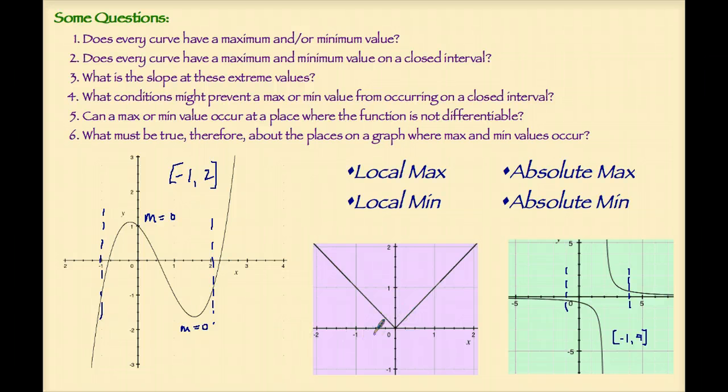That brings us to this graph. This function is continuous all the way through, but we do have a point at which a derivative does not exist. However, there is still a minimum value here.